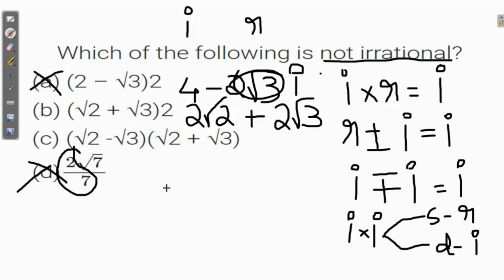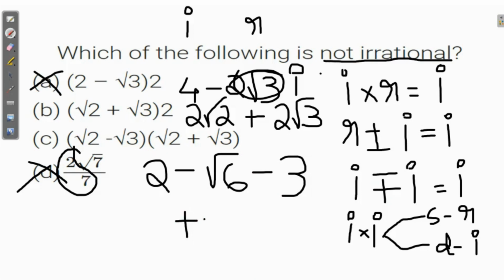At last, I'll multiply and see. Root 2 into root 2 is 2. Minus root 3 into root 2 is minus root 6. And then minus root 3 into root 3 is minus 3. And then minus root 3 into minus root 2 is plus root 6. Okay. Now, the plus and minus will get cancelled. 2 minus 3 will be minus 1. So the answer is option C.